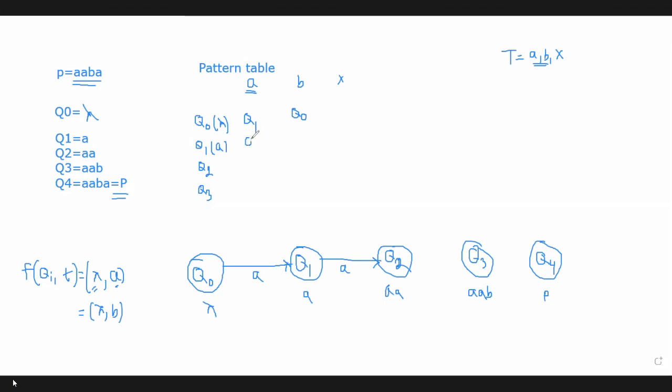Now let's move on to state Q2. So what about B? Initially Q1 has the character A and it has received the character B. So what will happen? We don't have any state, we don't have any substring like AB. That means it will go to which state? Q0. It will go to the state Q0.